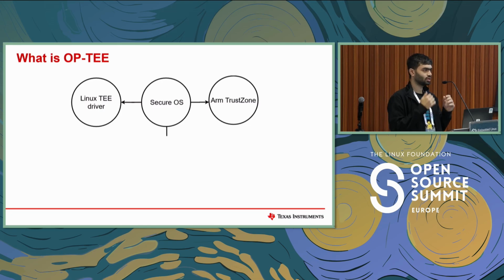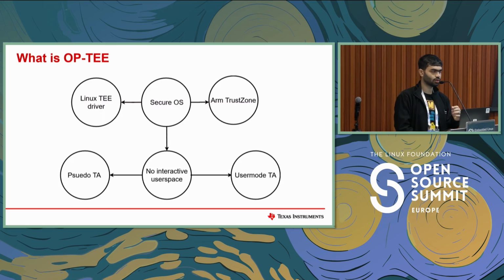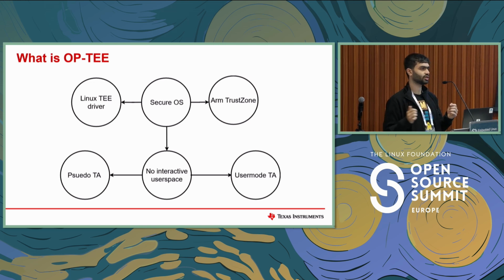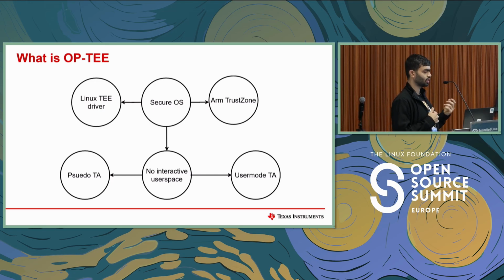The non-secure world will have that information, and through that you can communicate to the things that are available in the secure world. Now there is no interactive user space as such. That's why we are going through all these UUIDs and services. There are two types of services, or as we call them, trusted applications. Since we don't have any interactive user space, we have a pseudo TA that I'll cover in the later slides, and we have a user mode TA.